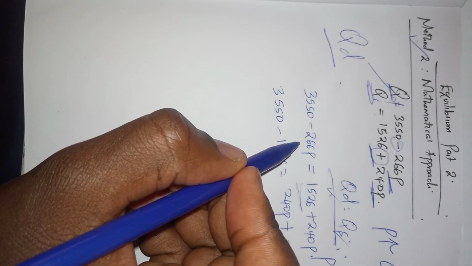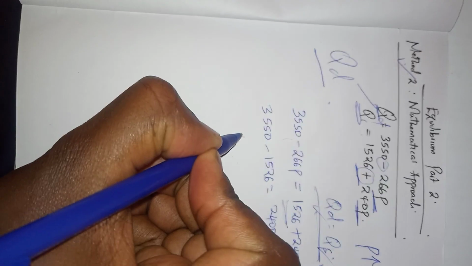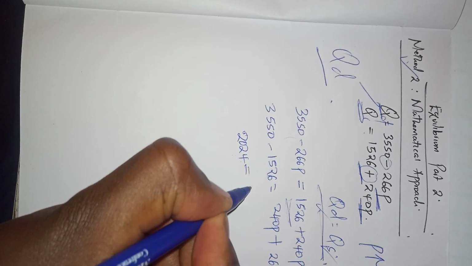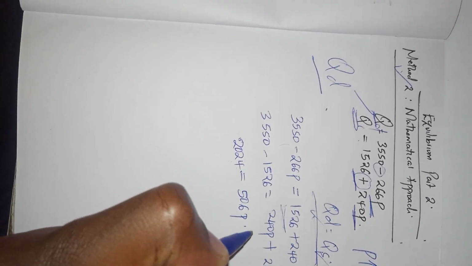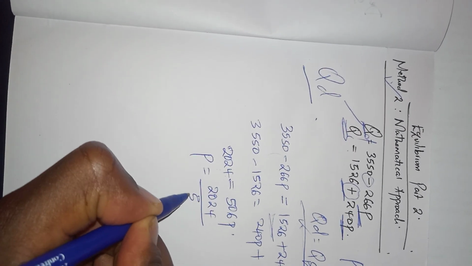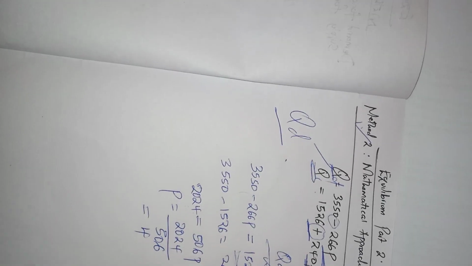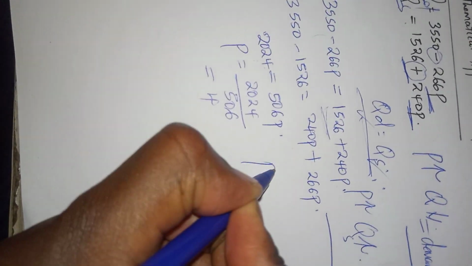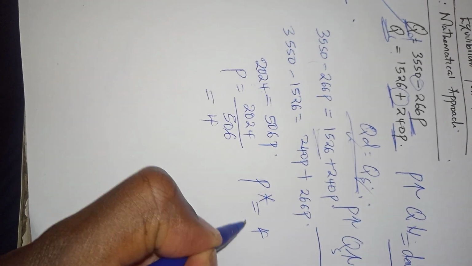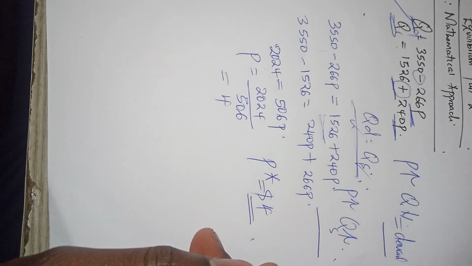So if you subtract the two, we are going to get 2024 should be equal to 506P. Making P the subject, we have 2024 divided by 506. So we get 4. So our equilibrium price is 4, depending on which country you are and the currency. If it's dollars, it's $4, 4 euros, whatever.